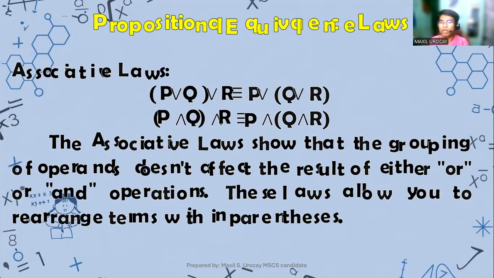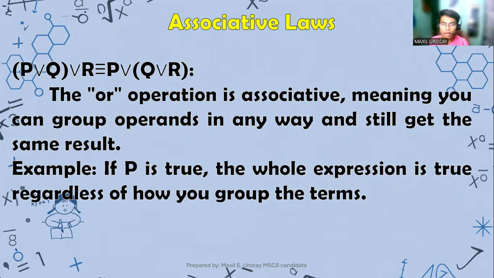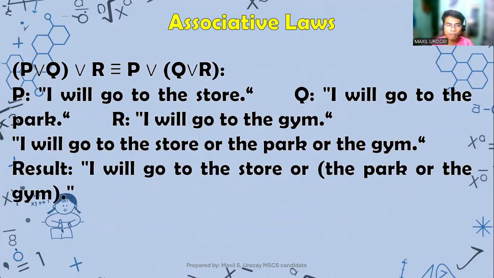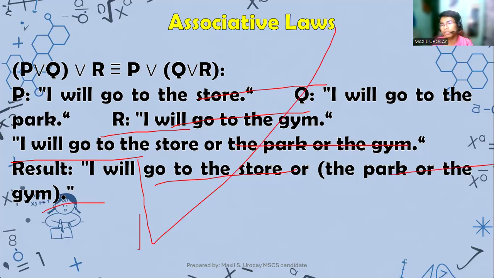So here we can check the equivalence, whether calculating this one and this one will be equal regardless of the calculation. Let's work with the OR operation. If it is associative, you can group operands in any way and still get the same results. If P is true, the whole expression is true regardless of how you group the terms. Let's check that in the calculations in a while. For example, I will go to the store, I will go to the park, I will go to the gym: I will go to the store, or the park or the gym. I will go to the store or the park or the gym. Those are still the same.